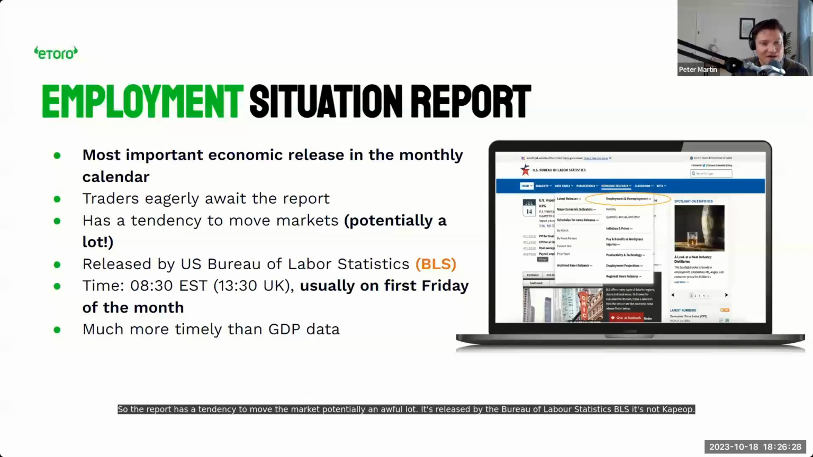It's released by the Bureau of Labor Statistics, BLS. It's not K-pop. On the first Friday of the month at 1:30 UK time, 8:30 US time. And it's this point at the bottom that is why it's so important, because it's much more timely than GDP data. So we've shown that it can be used as a proxy for GDP, but it comes out much earlier.